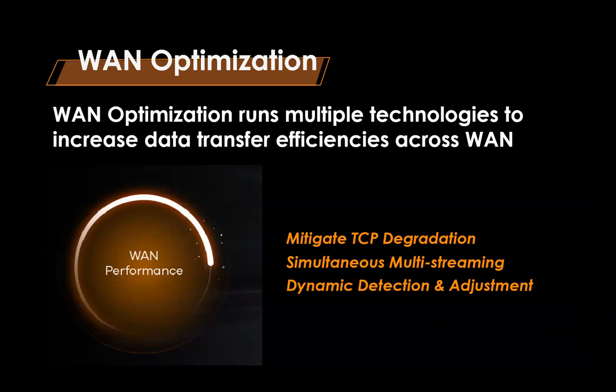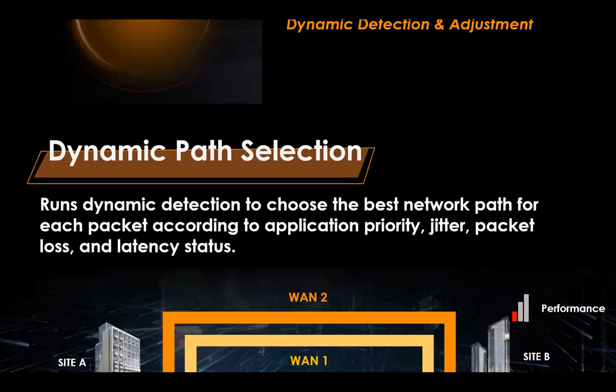And in fact, the simultaneous multi-streaming allows you to send through multiple WAN connections at the same time. So you're optimizing, making sure that whatever traffic you're sending into the internet is going to find its best possible path from where you are.